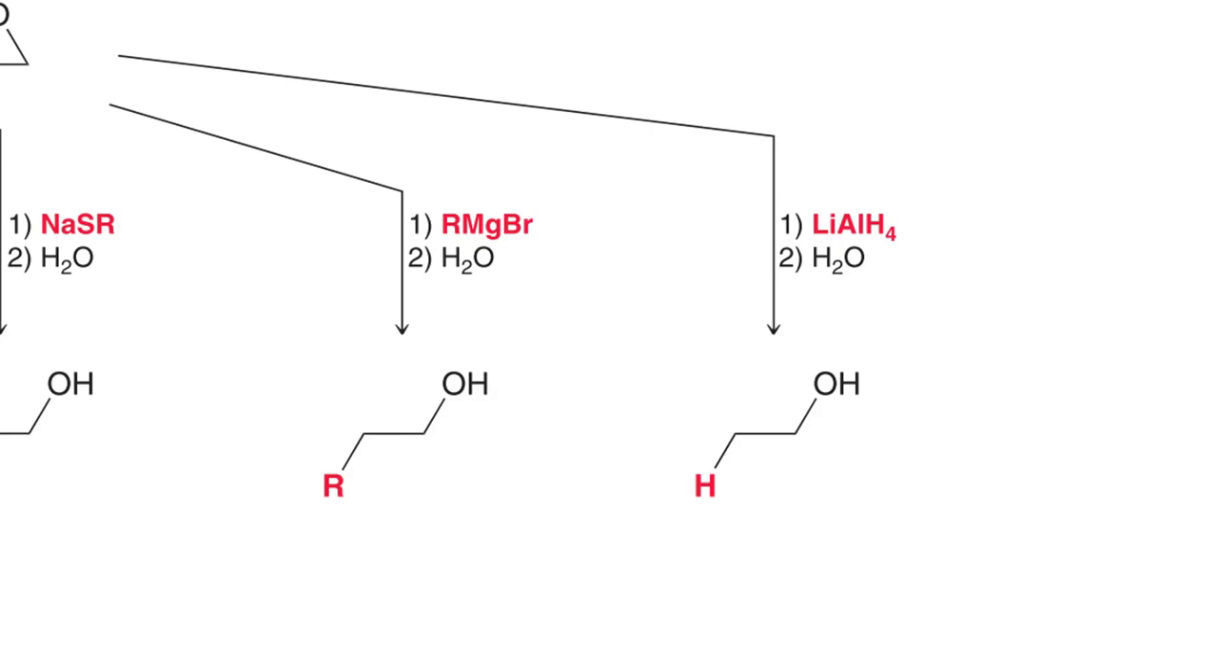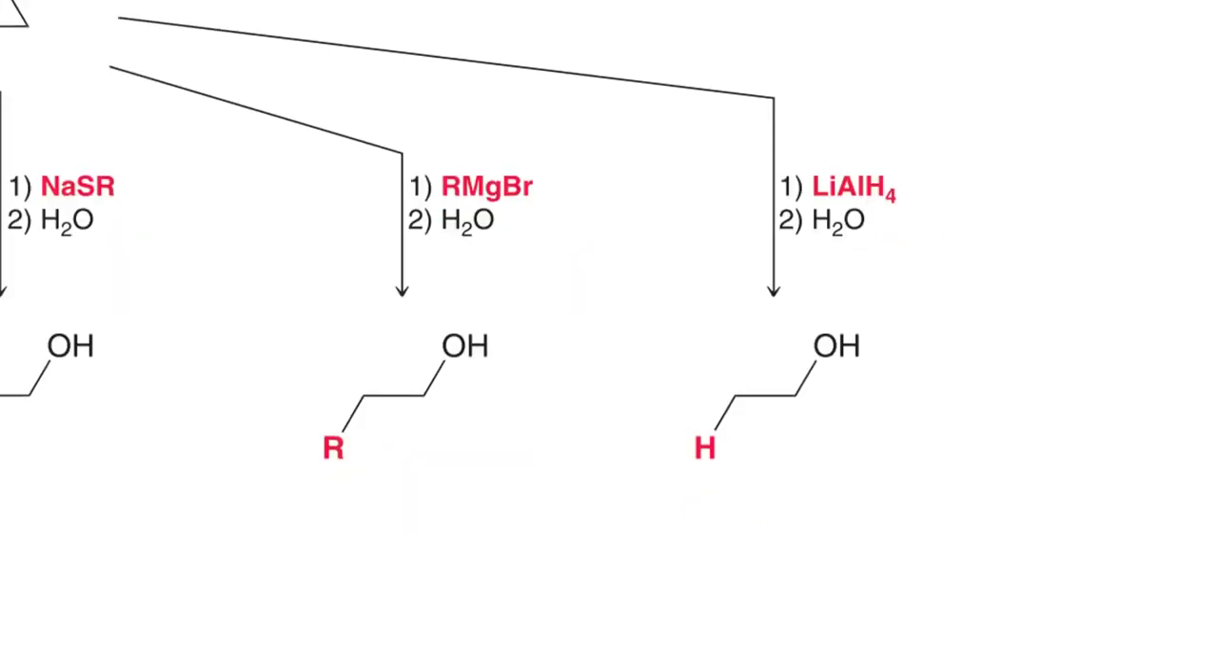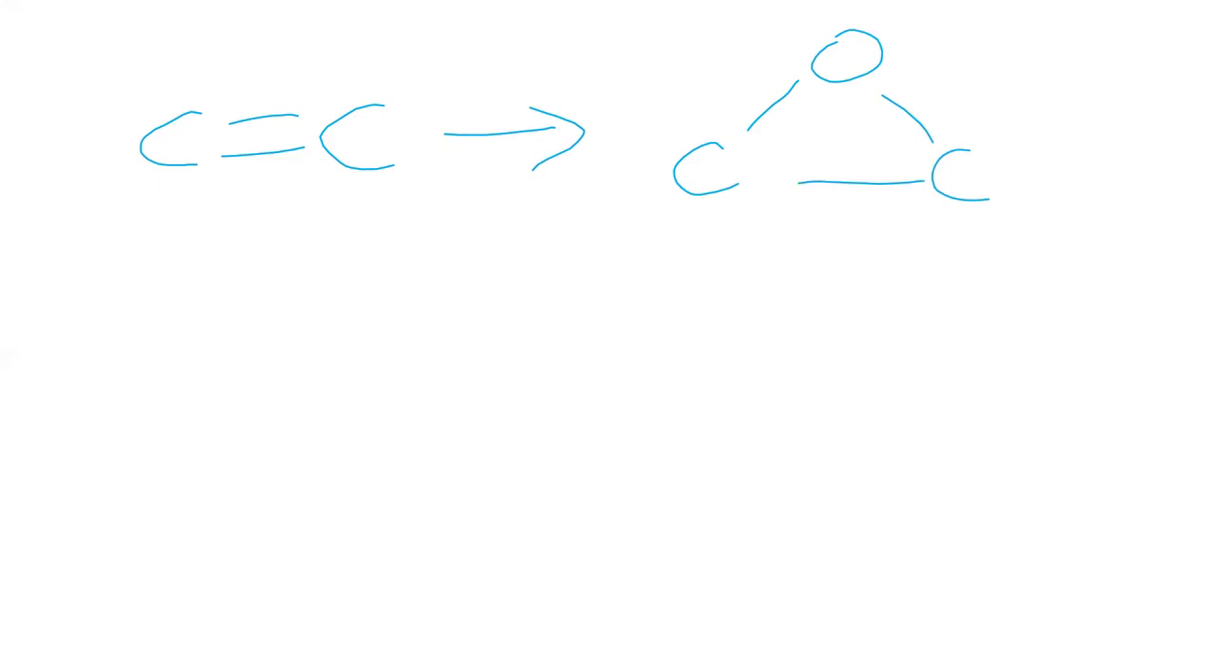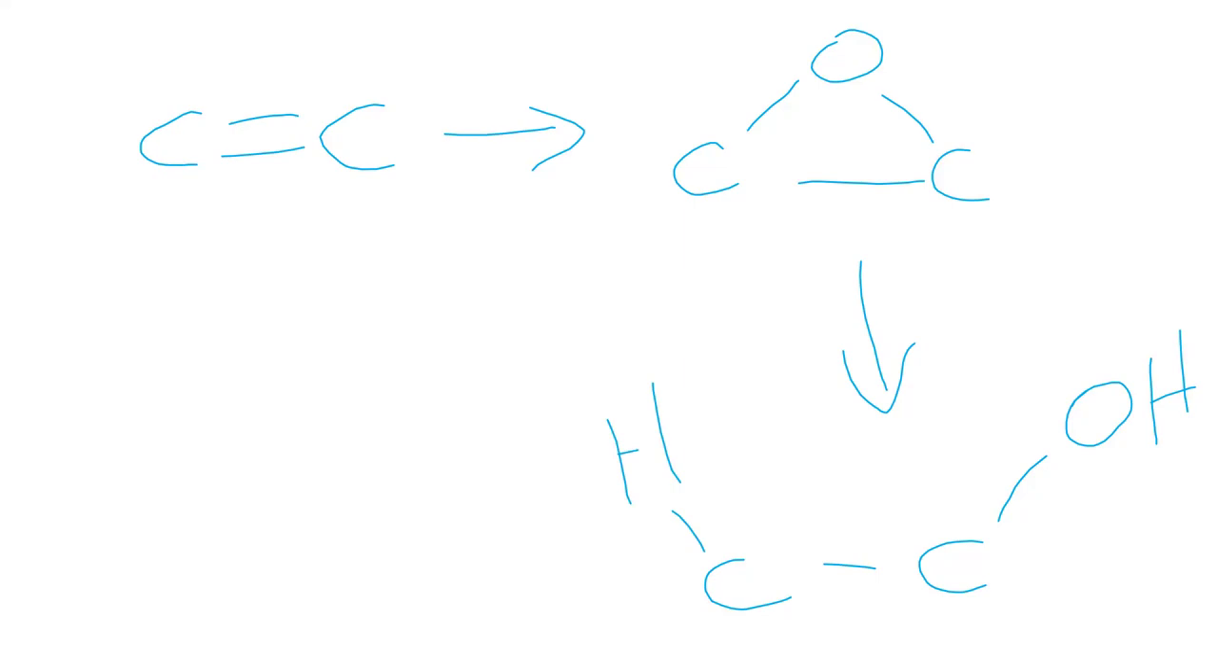And then last but not least, if you just want to take your epoxide and turn it into just an alcohol, you can use lithium aluminum hydride. And that one's a little bit overkill because we can get that same net result another way, right? The process of the reactions here would be an alkene turned into an epoxide, turned into an OH group and a hydrogen, right? That's just a hydration reaction.